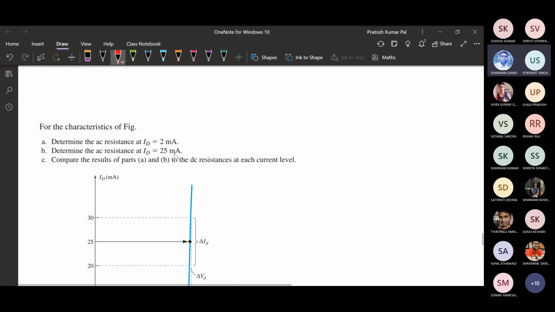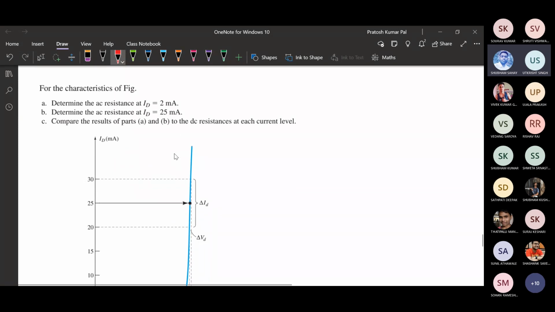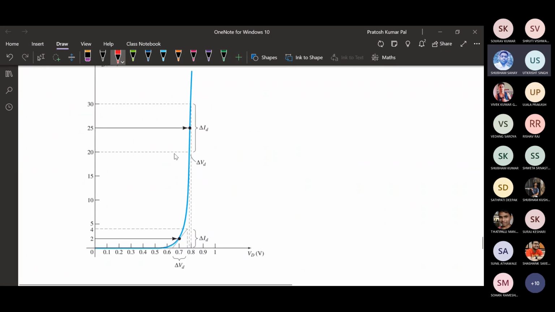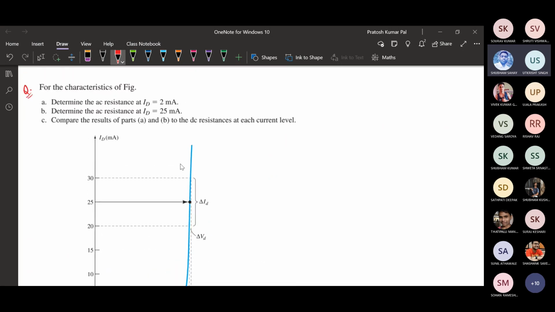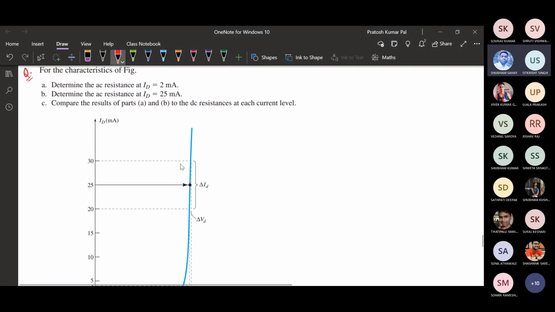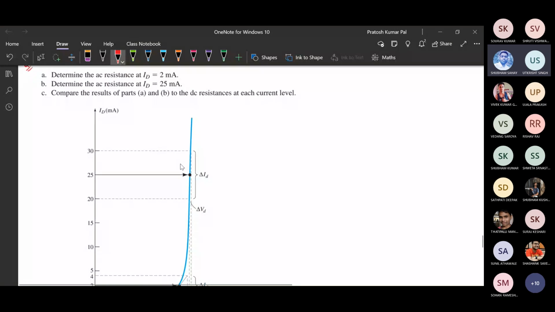So with respect to that, we have a question. Suppose this is the characteristics of a diode given. We need to find out the AC resistance, for ID equal to 2 milliampere and ID equal to 25 milliampere. At these two values we need to find out this AC resistance, and also we need to compare the results of part A and part B to the DC resistance at each current level.